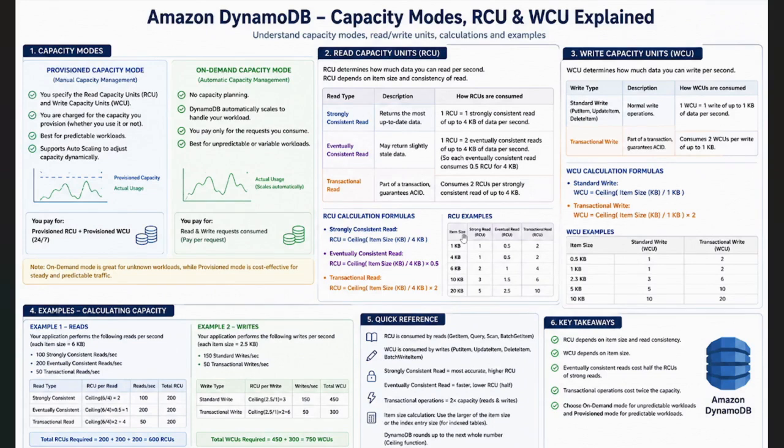Today we are going to understand the capacity modes in DynamoDB, which is RCU or WCU. So DynamoDB provides two types of capacity modes. One is provisioned, you could say manual, and on-demand is basically automatic, managed by AWS internally. Based on your workload, it will keep on adding the RCUs or the capacity. We'll come to RCUs and WCUs.